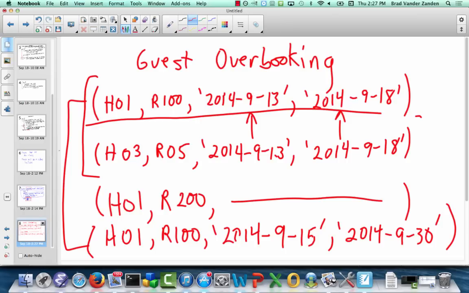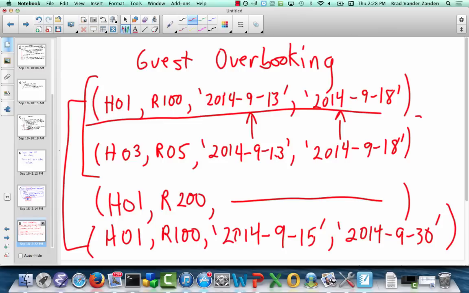Can anyone tell me why this is impossible? Why can't I have those two tuples in my database? For someone who's looked at the homework. For someone who's not looked at the homework, they may not know why. What was the previous constraint you had to write? Now, I know some of you have looked at the homework. What was the previous constraint?